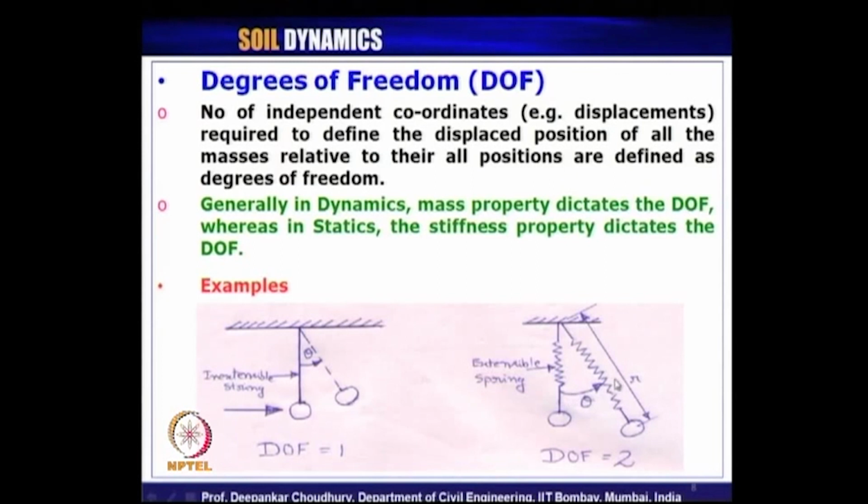One is this angle theta we should know, and another one is this distance by which the spring has been extended or compressed, whatever it may be. So, that dimension is also required. So, in this case only theta will not be sufficient to define the position of the system at any point of time. The minimum number of independent coordinates we require are this distance as well as this theta. That is why the degrees of freedom for this problem becomes 2.